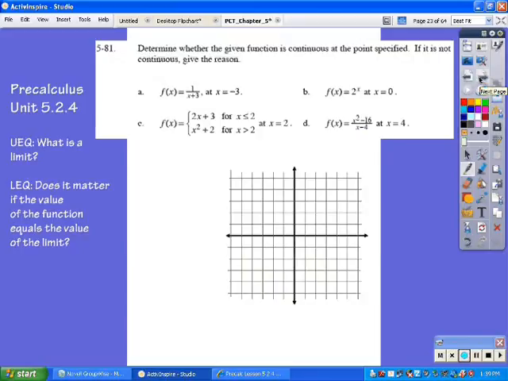In a problem like 5-81, part A, f of x equals 1 over x plus 3, is it continuous at x equals -3? Well, the first idea would be to sketch that graph. So left 3 gives me my VA. My HA is at 0 because there's no vertical shift. I'm sketching the graph. It's a hyperbola.